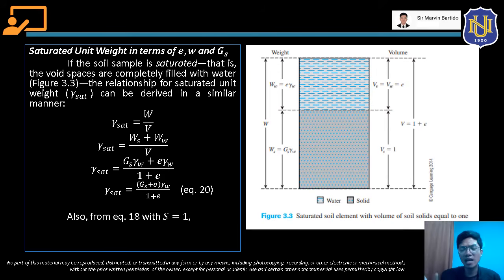And also class pala, yung nabanggit ko kanina, na kapag saturated class yung soil, dun sa GWES, kung gagamitin natin yung GWES, so yung S is 1, therefore class, yung magiging formula natin will become E is equal to water content times specific gravity. So this is for saturated soils. Pwede natin gamitin to. Equation 21 yan.